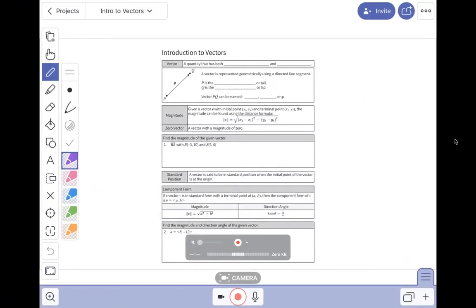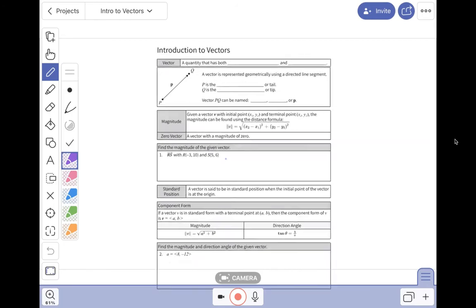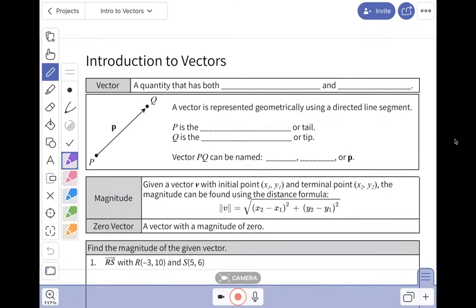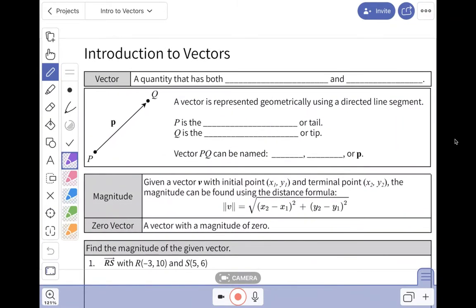Hey everyone, today we are going to start looking at vectors. So as you can see from the title, this is just an introduction. We're going to get some vocabulary words and basic notation out of the way today. So first of all, definition.